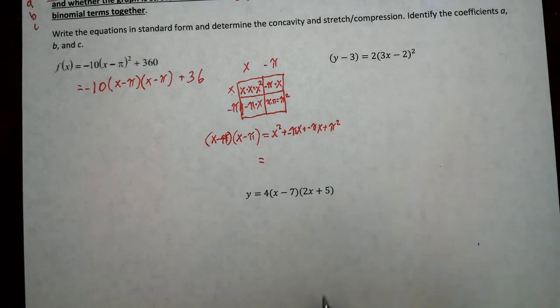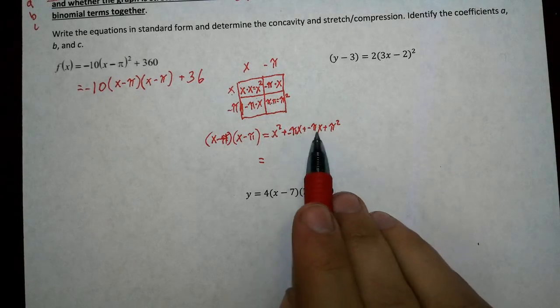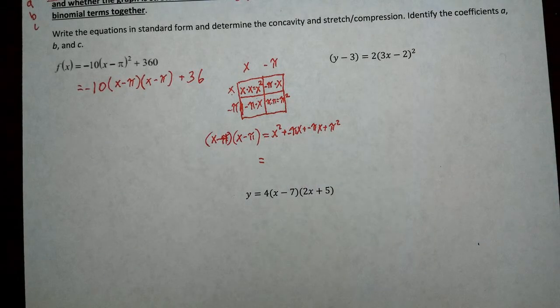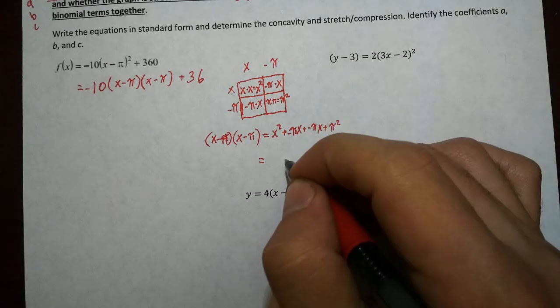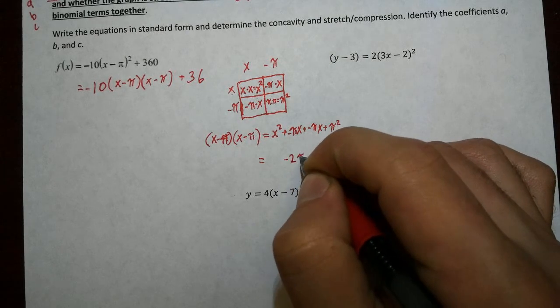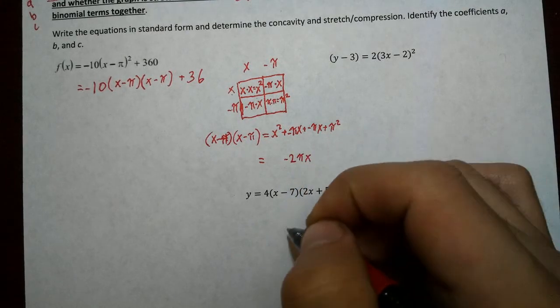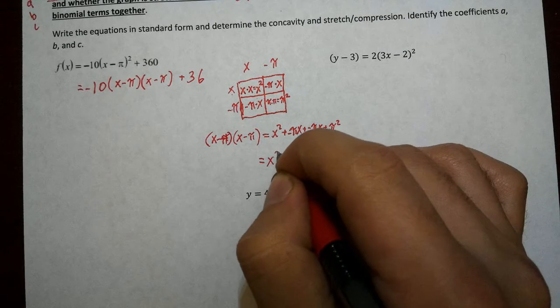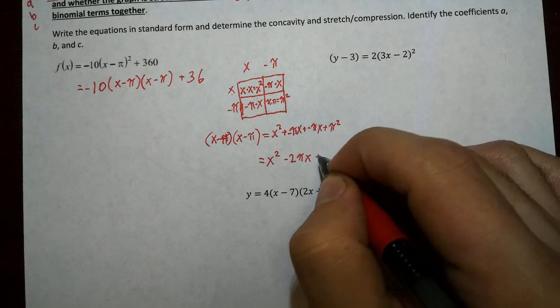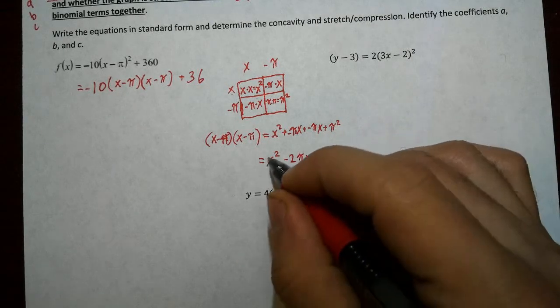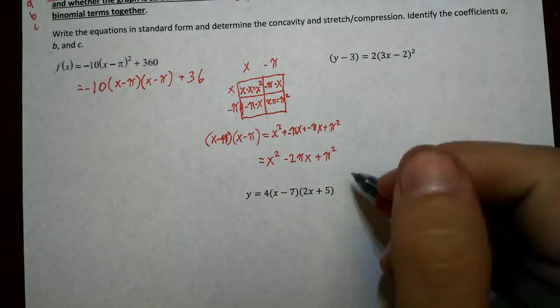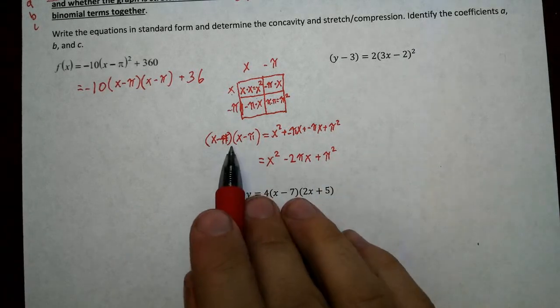Now we can combine some like terms. There's a negative pi x right there and a negative pi x. Those are both x terms, x to the power of 1, so we can combine them. Negative pi plus negative pi is negative 2 pi. And that was the next term. Then we bring down everything else. So x squared minus 2 pi x plus pi squared. That's what that's equal to.